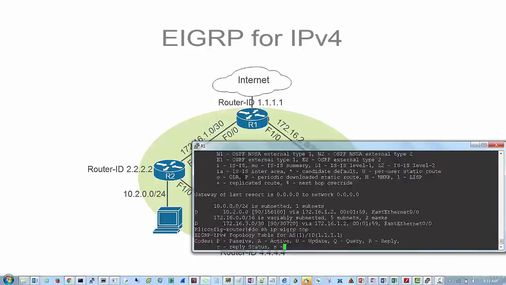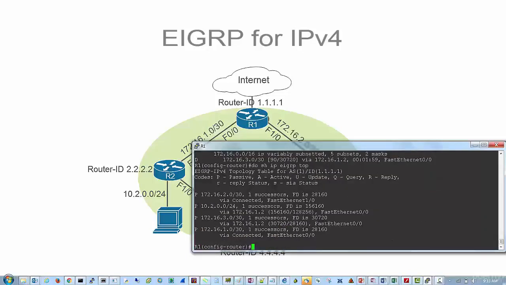Look at the topology table. So let's see, if we look at this 10.2 network we see that it has one successor with a feasible distance or routing metric of 156,160, and it learned it via R2, and R2's reported distance for that route is 128,256.